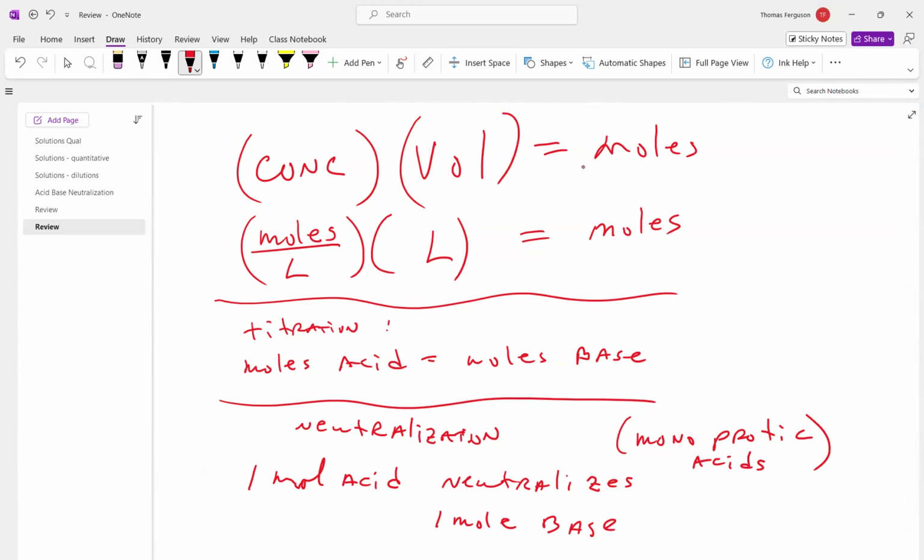So you need to know what your acid is, because they're not all the same. But for our class, we always use HCl. So 1 mole of acid neutralizes 1 mole of base. If it was sulfuric acid, which is a diprotic acid, 2 come off, then 1 mole of acid is neutralized by 2 moles of base. So it depends on how many hydrogens are coming off.